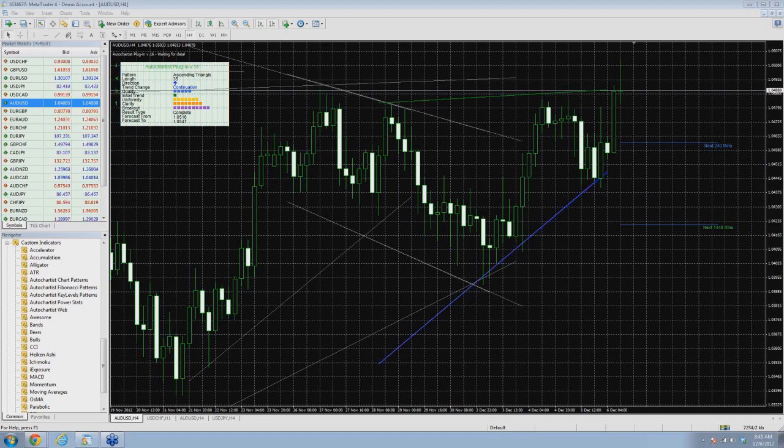It said contact AutoChartist support. Which pattern? Let's see here. This is from Monica: which pattern is more successful with the length?